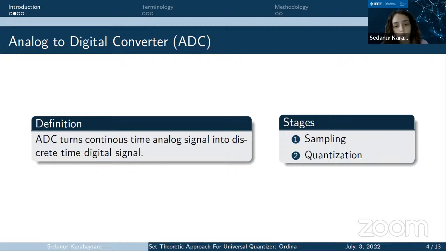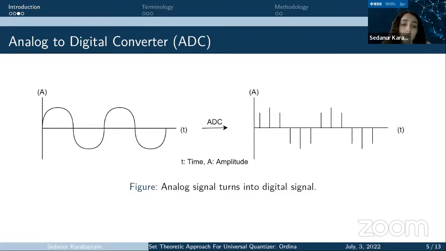This process contains two stages, sampling and quantization, but the order does not matter here. It's up to the implementation part, by efficiency. So as you see in the figure, there's an analog and continuous time signal, which is the input of the analog to digital converter. If we consider the signal as a function, the independent variable of this function is the time, which is the horizontal axis. The dependent variable is the vertical axis, which is amplitude.